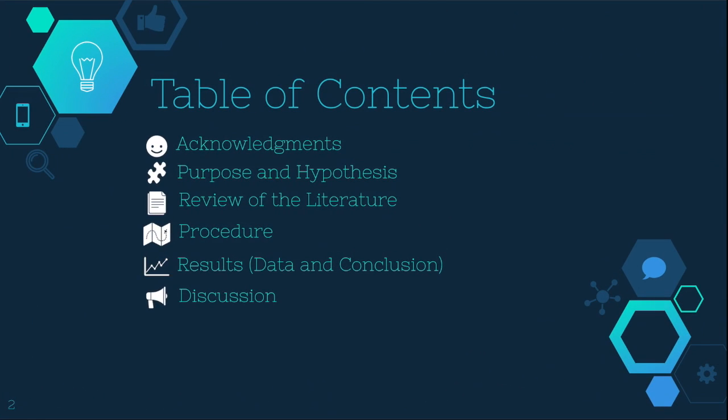To start, let's review what we're going to cover. The first thing that we're going to talk about is the acknowledgments, followed by the purpose and hypothesis. Next, we're going to talk about the review of literature. We'll then talk about the procedure we took to do our experiment. Next, we'll talk about the results we got, the data, and including the conclusion. And to end it off, we'll talk about the discussion.